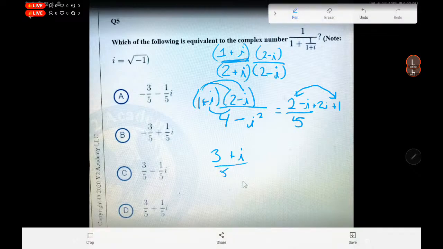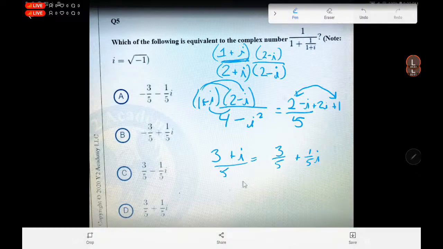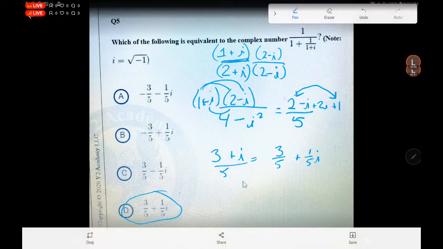So split it into 2 parts: 3 over 5 plus 1/5 i. That's D. That should be right. Anyhow, that's how you do it.